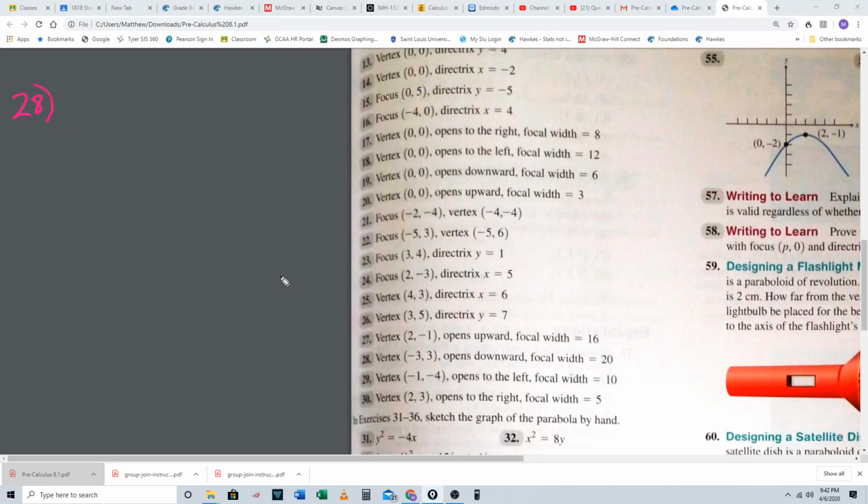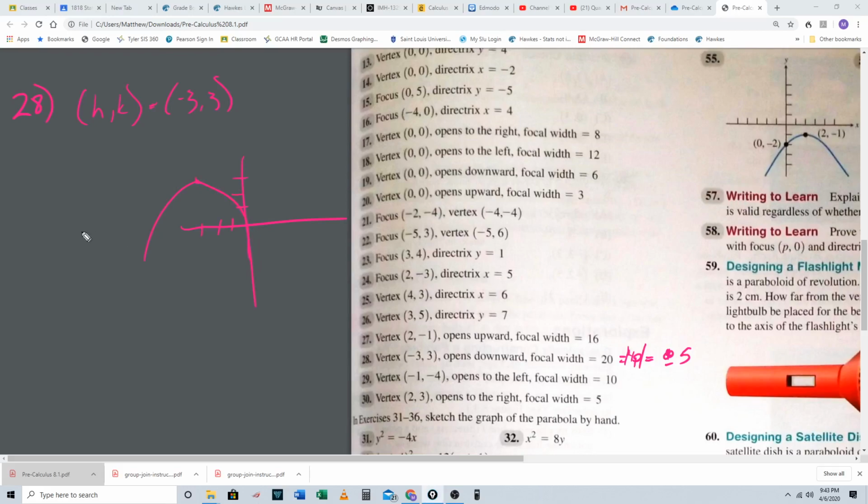Number 28. So vertex is (-3, 3). We already know what the vertex is. h and k is -3, 3. Focal width is 20, so since this is equal to the absolute value of 4p, p is equal to plus or minus 5. Since it's opening downwards, p is -5. So (-3, 3), opening down.